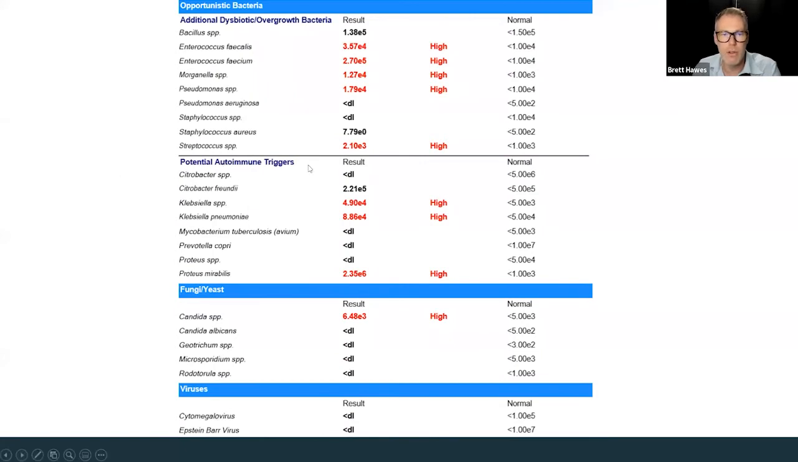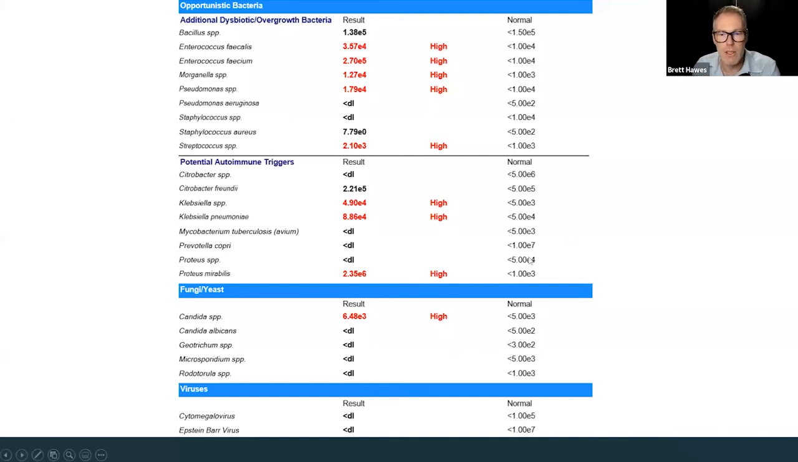What I'll just share with you very quickly is the way to read this, by the way. You can see, for example, in the top here, 1 to the power of 4, or 1 to the power of 3, or 2, or whatever. And we want to be below that range. So the way I look at this is, if you look at this Enterococcus bacteria here, you'll see it's 2.7 to the power of 5, and the range is actually below 1 to the power of 4. What that means is it's an order of magnitude out of range.